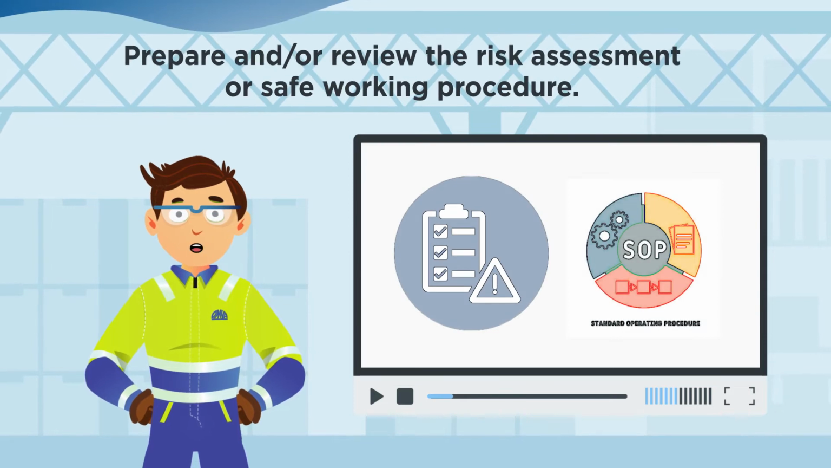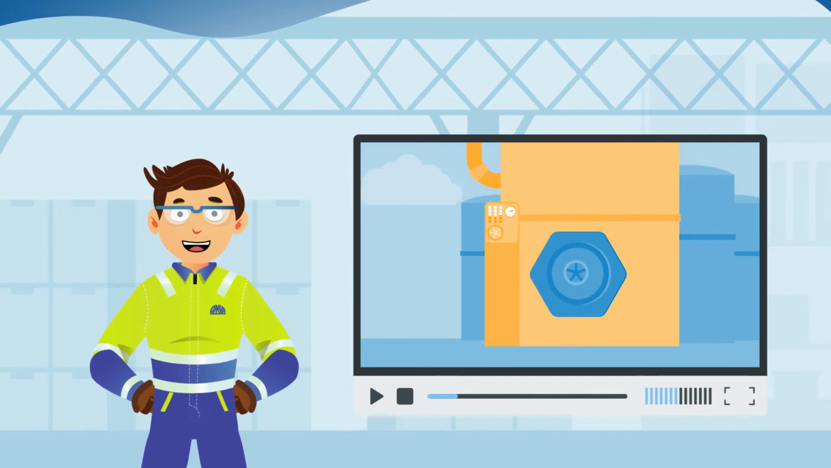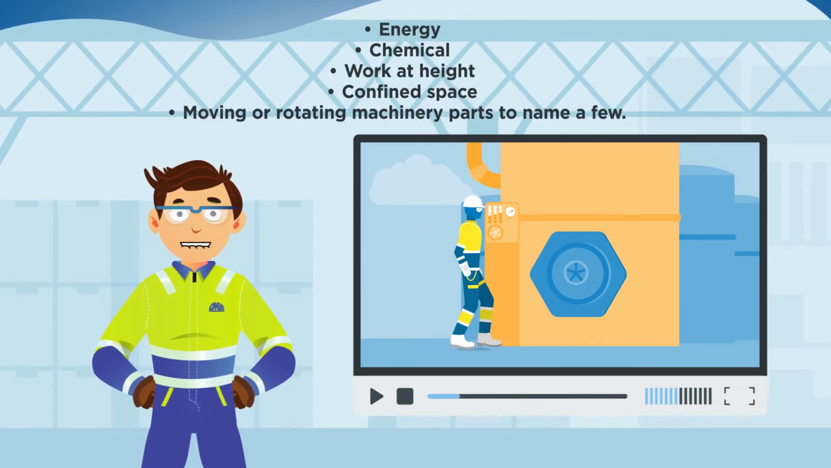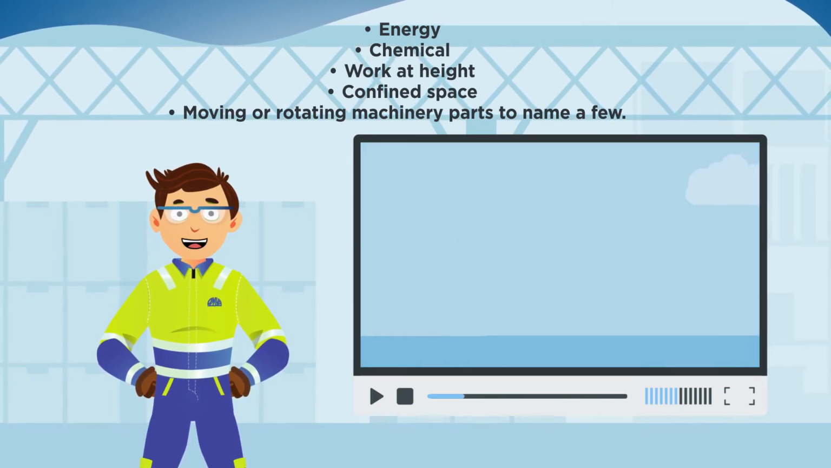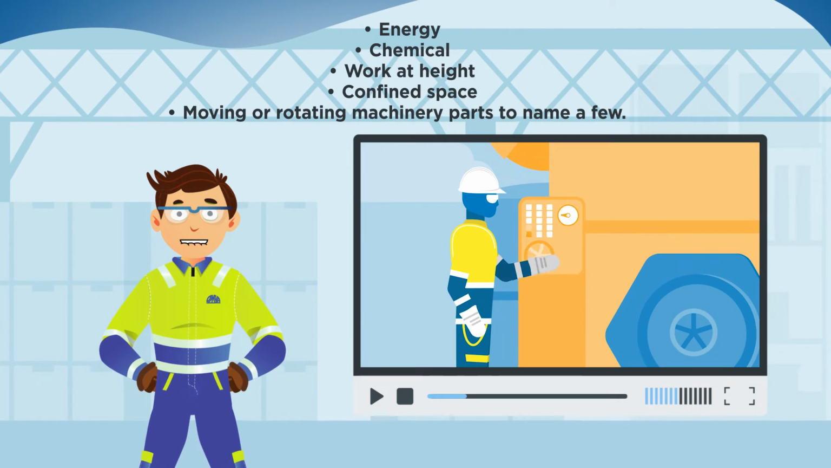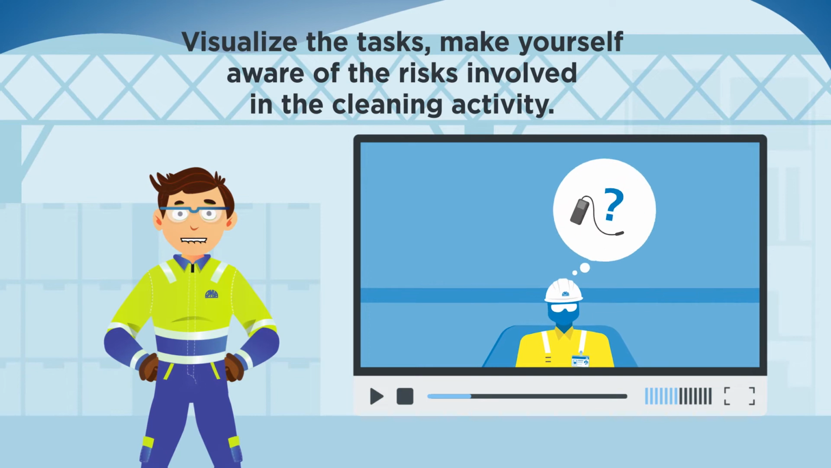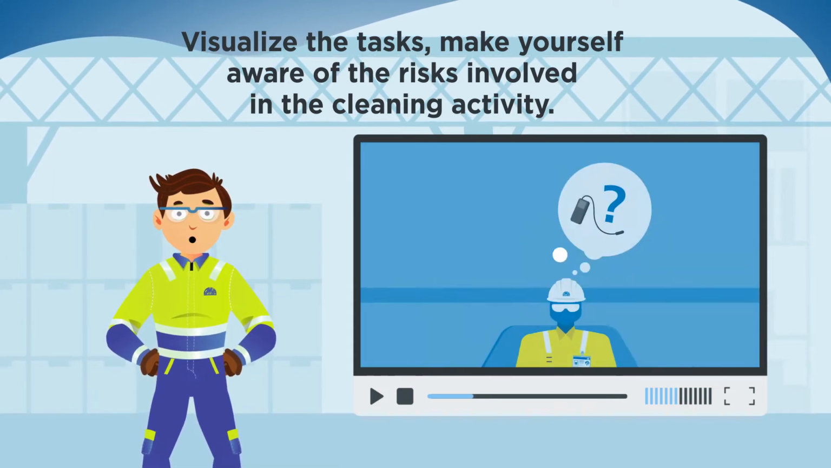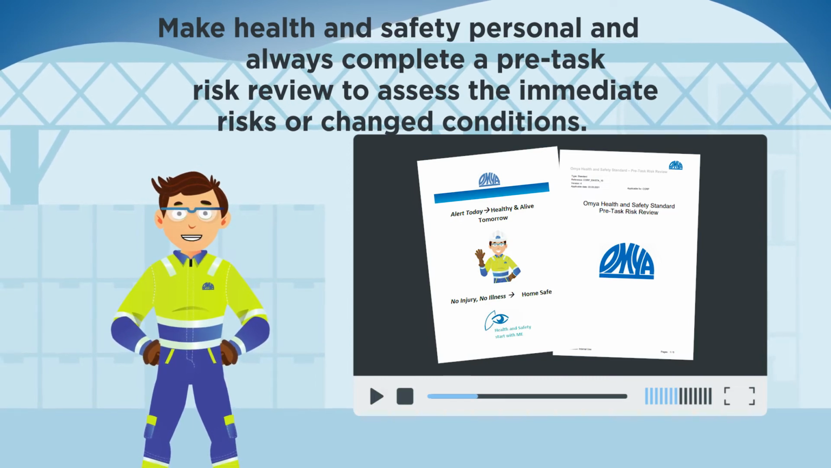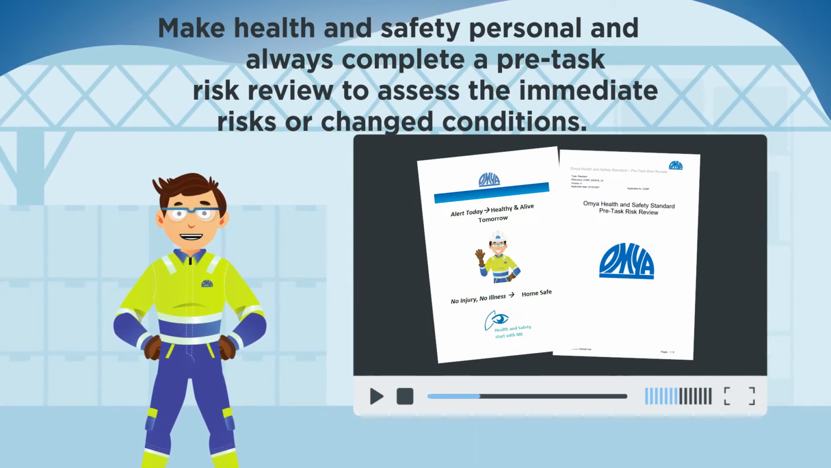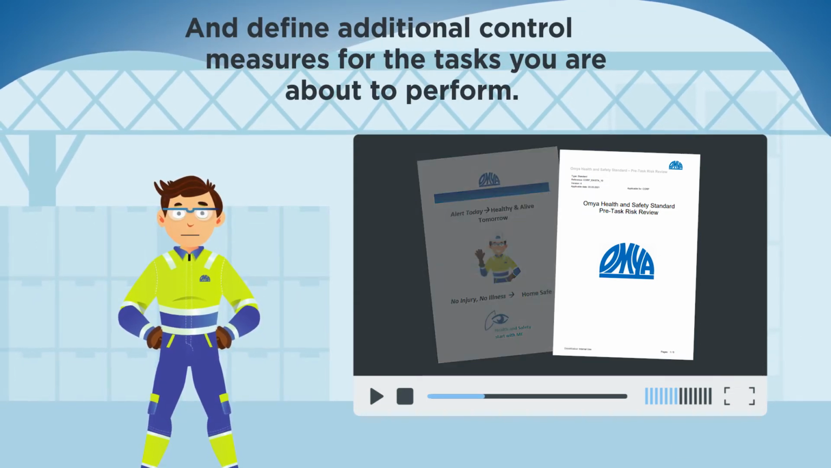Prepare and/or review the risk assessment or safe working procedure, evaluating all potential risks such as energy, chemical, work at height, confined space, moving or rotating machinery parts, to name a few. Identify and use all necessary control measures of each of these. Visualize the tasks, make yourself aware of the risks involved in the cleaning activity. Make health and safety personal and always complete a pre-task risk review to assess the immediate risks or changed conditions and define additional control measures for the tasks you're about to perform.